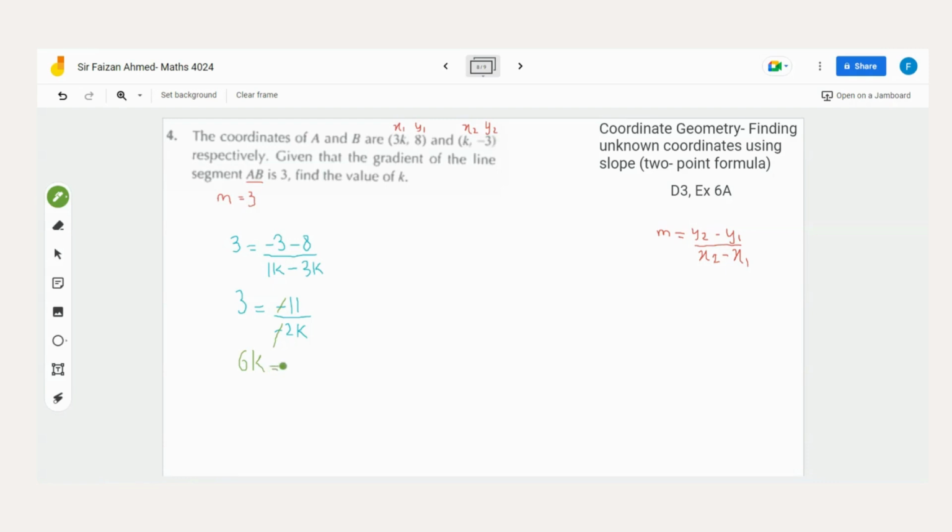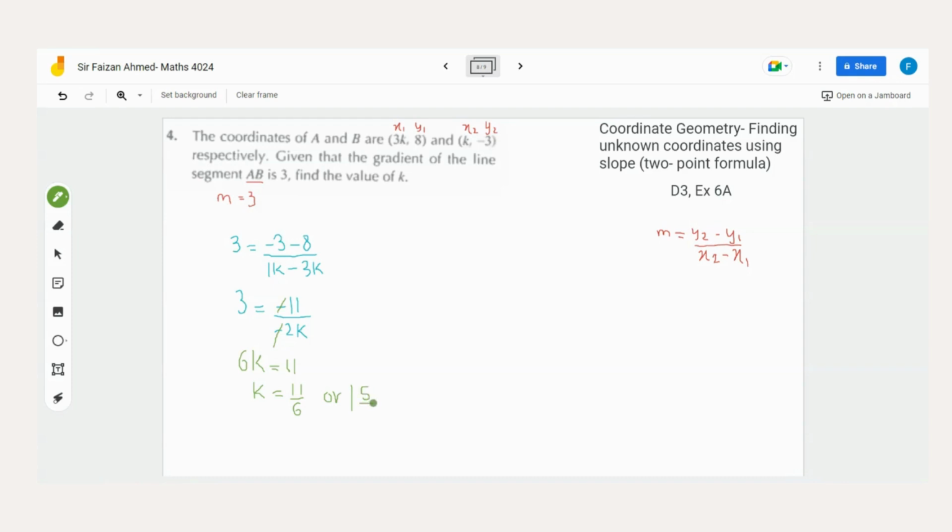Since I have to find the value of k, I need to shift this 6 on the other side. So this will be 11 upon 6, and since this is an improper fraction, so I will just divide it. You can write the answer in decimal or you can also write the answer in mixed number. So my final answer will be one whole number 5 upon 6.